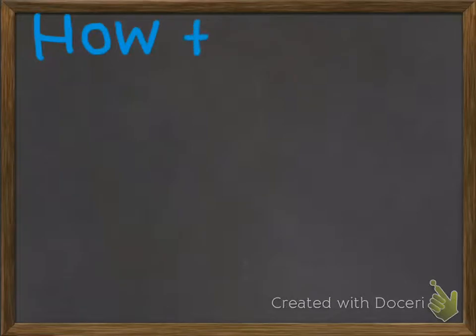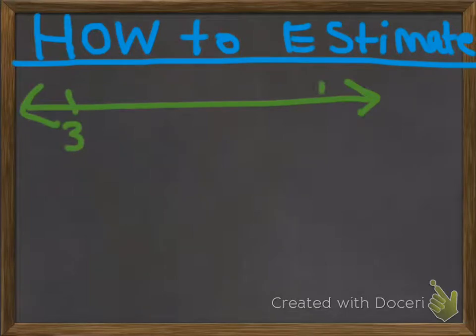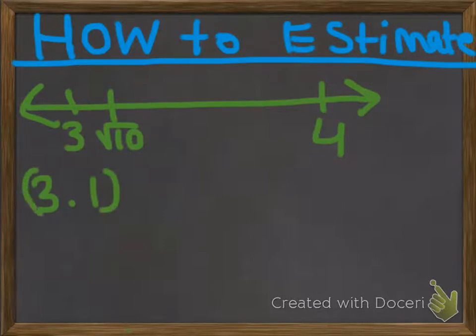Now we're going to show you how to estimate. So, first, as I showed you, we gotta make a number line. The reason I said to solve the two square roots is because square root of 10 is closer to square root of 9. The square root of 9 is 3. So we know it's 3, so we gotta find out if it's 3.1, 3.2, or 3.3. We're gonna have to solve it.